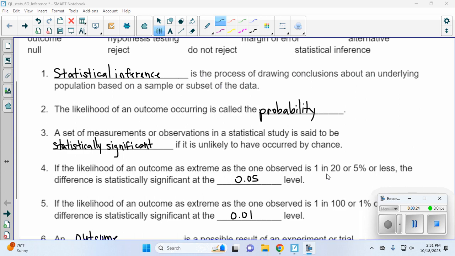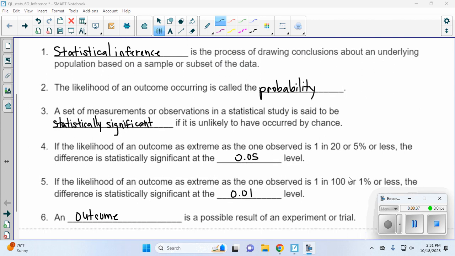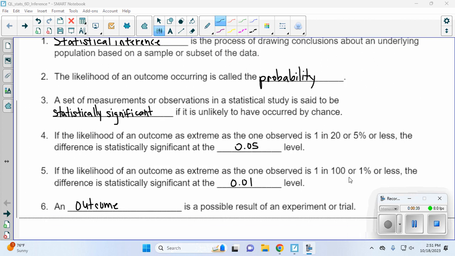Statistical inference is the process of drawing conclusions about an underlying population based on a sample or subset of the data. The likelihood of an outcome occurring is called a probability. A set of measurements or observations in a statistical study is said to be statistically significant if it is unlikely to have occurred by chance.